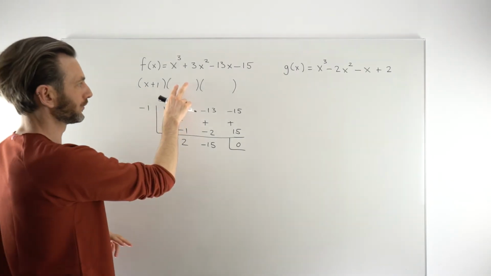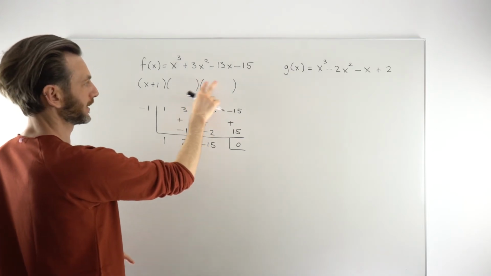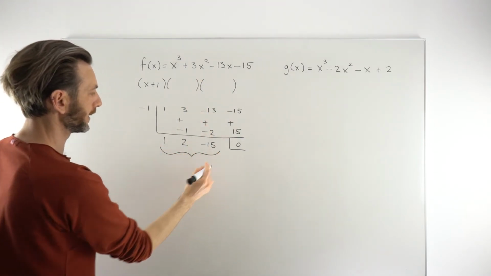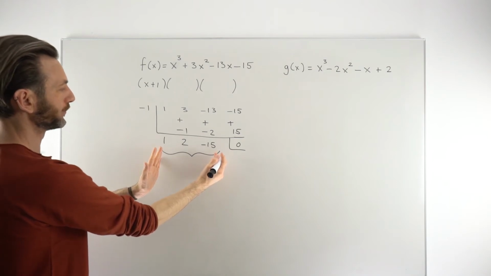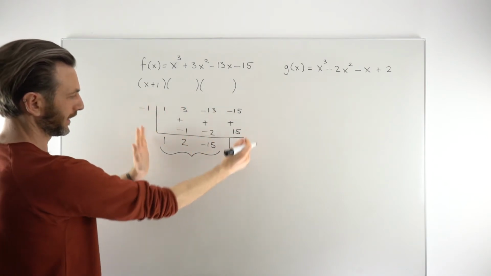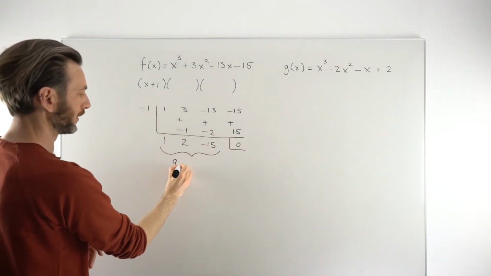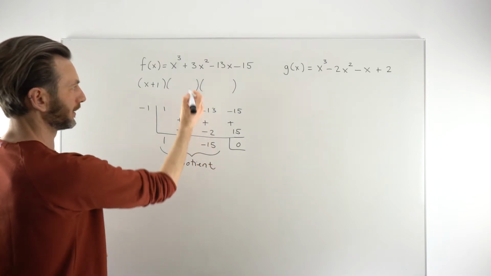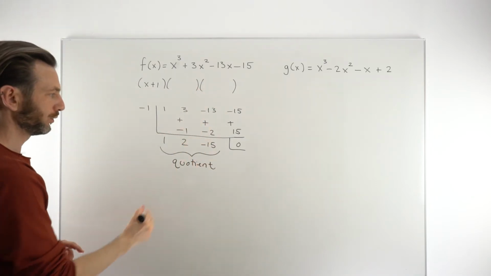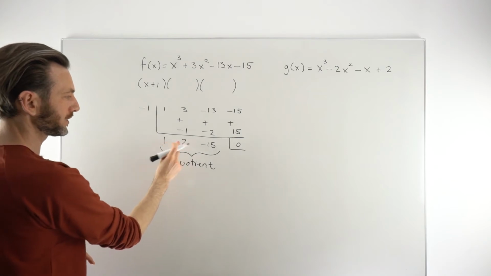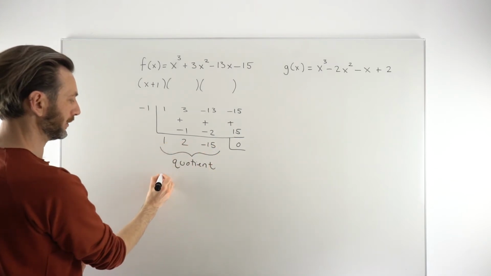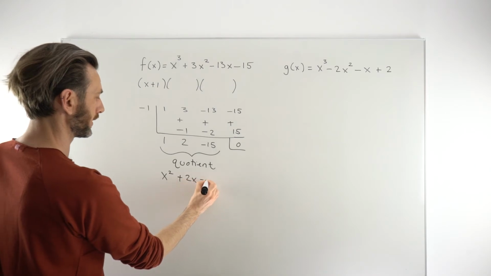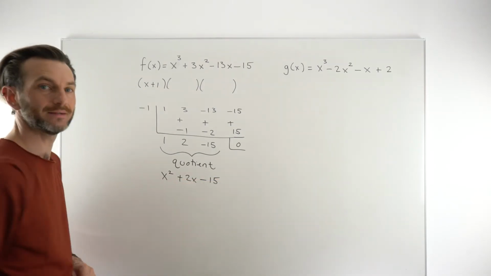But remember, what we're looking for is to get these two brackets populated. So this part here, the other part of the synthetic division table, this is called the quotient, and it's a quotient that allows us to then complete the process. So what we do, we use these as coefficients of a trinomial, in this case, to give us 1x squared plus 2x minus 15.